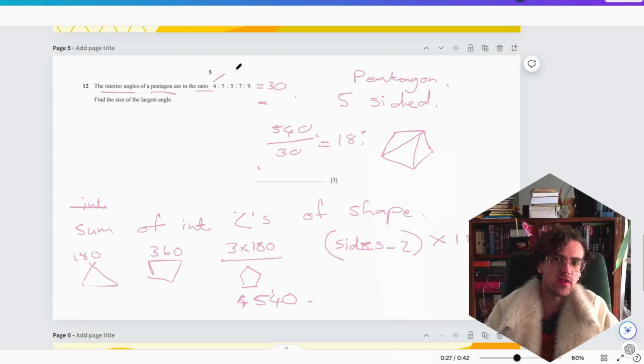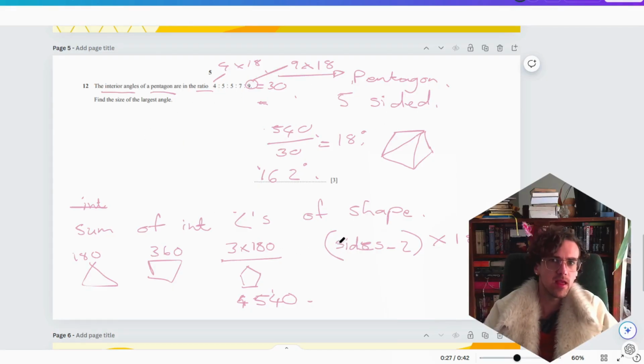So our first one is 4 parts, so that's 4 times 18. But we don't need to actually work that out. We just need to work out our largest angle, which is 9. So it's going to be 9 times 18, right? So what's that? 162. That is our largest angle. Obviously, we're going to show our working out a lot neater than I did here. But I feel like it kind of carries it through, hey?